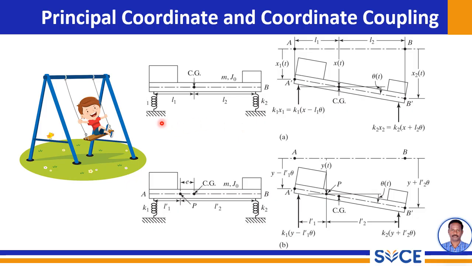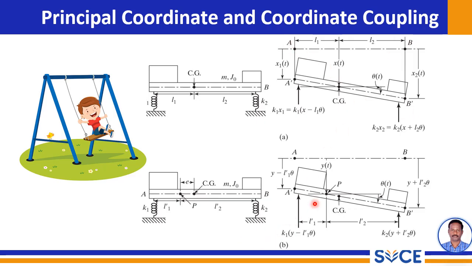Notice how the springs are attached at different points on this body. This configuration leads to coupling between translational as well as rotational motions. When the body moves vertically, it also tends to rotate. Similarly, when it rotates, it also experiences vertical displacement. This interplay between translation and rotation is the hallmark of coordinate coupling.